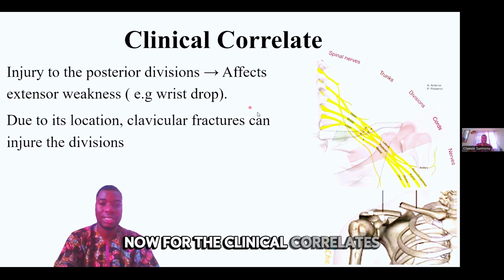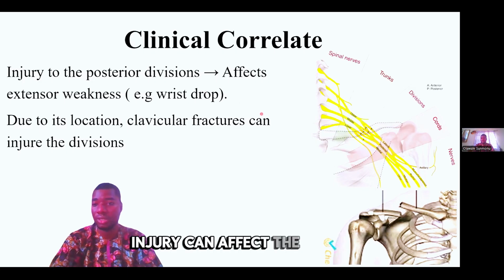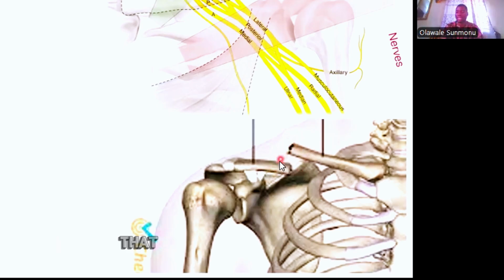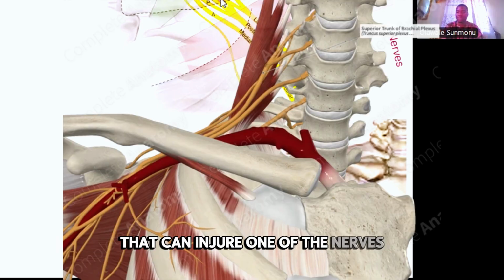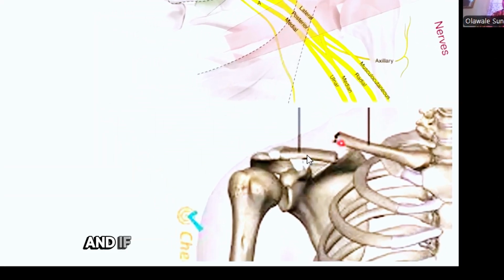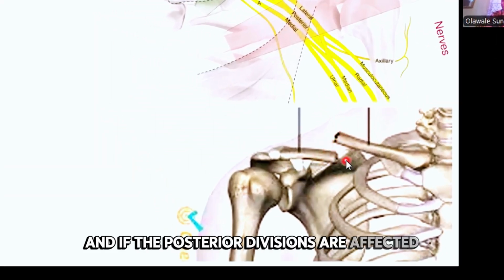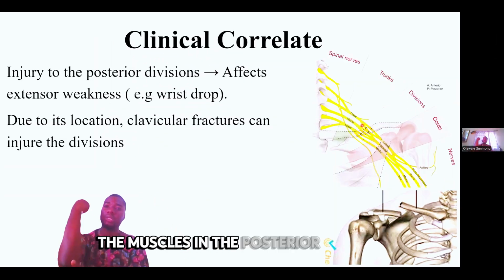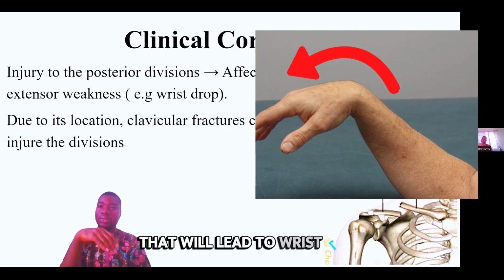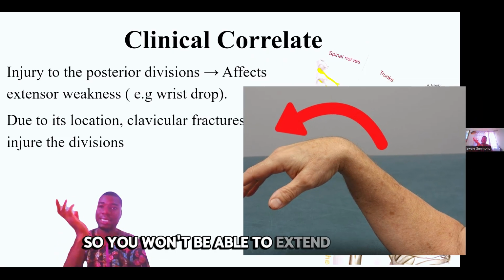Now for the clinical correlates, injury can affect the divisions. For example, if there is a fracture to the clavicle, that can injure one of the nerves within the division of the brachial plexus. And if the posterior divisions are affected, then the muscles in the posterior side of the upper limb will be paralyzed, and that will lead to wrist drop. So you won't be able to extend your wrist.